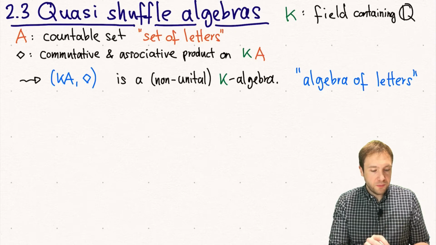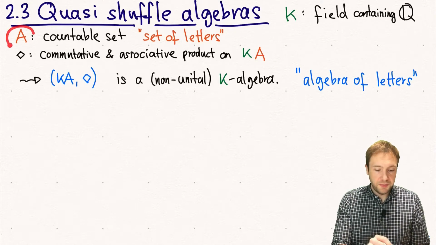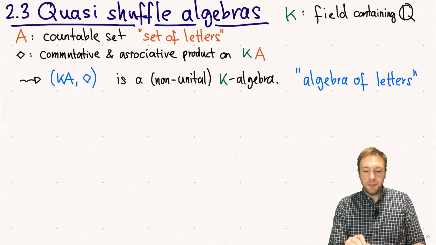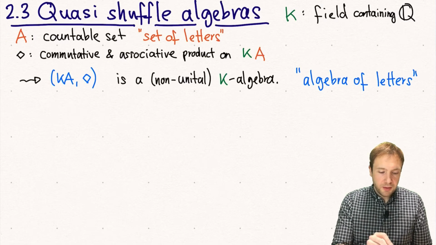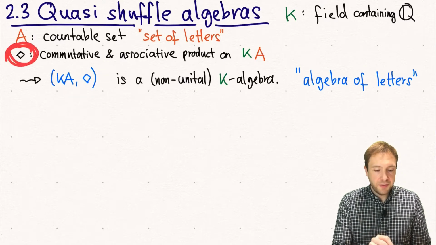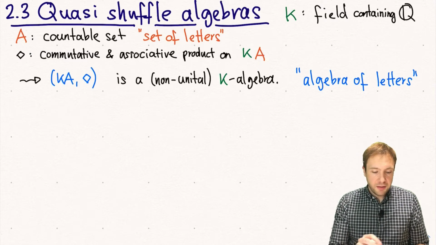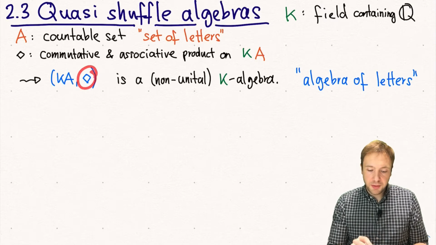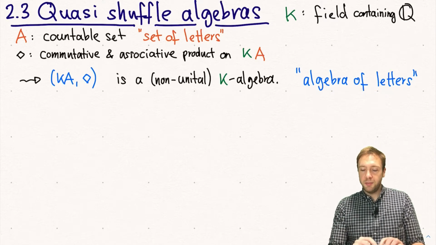And now we assume that we have some commutative and associative product on this A, and more precisely we are interested in the K vector space spanned by these elements in A. And taking this product and then extending it bilinearly to this space KA, we get that this space KA with this diamond is a non-unital K algebra, which we will denote the algebra of letters.